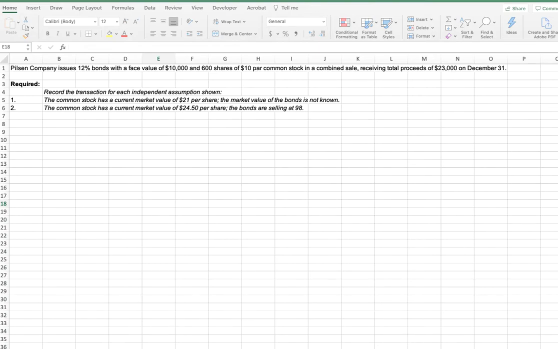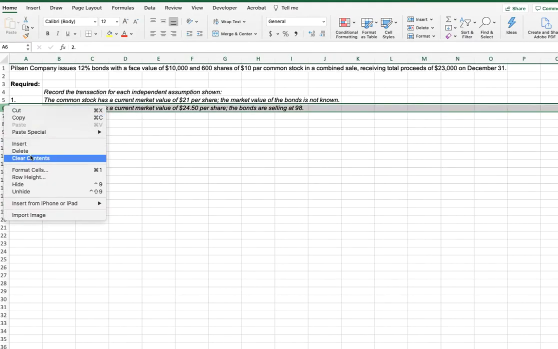First, the common stock has a current market value of $21 per share. The market value of the bonds is not known. And then second, we'll do it where the common stock has a current market value of $24.50 per share. The bonds are selling at $98. So in this first case, we know that the market value of the stock is $21 per share. We don't know the bond. So that allows us to assign to the stock first, and then the remainder would be the premium or the discount on the bond. So let's look at that.